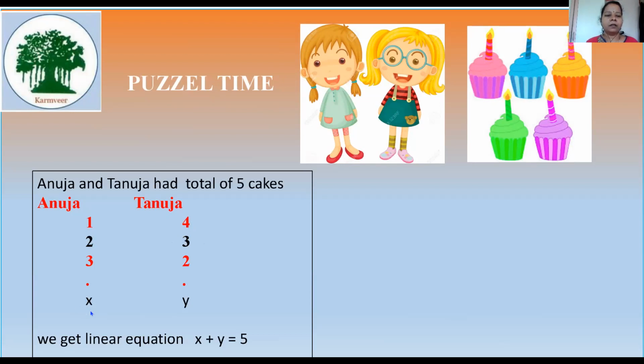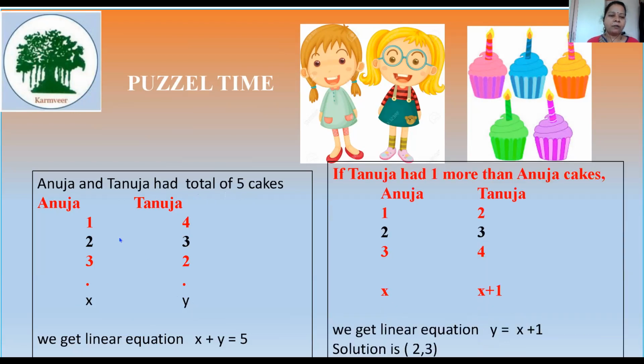So we consider the number of cakes in Anuja's hand as variable x and the number of cakes in Tanuja's hand as variable y. According to this condition, Anuja and Tanuja had a total of 5 cakes, so we write the linear equation x plus y is equal to 5. As we saw in the last slide, every linear equation has infinitely many solutions, so we cannot say exactly how many cakes Anuja had and how many Tanuja had. For this we consider a second condition.